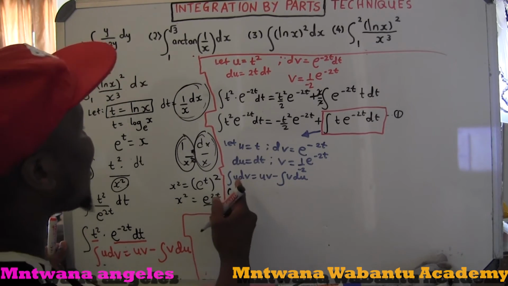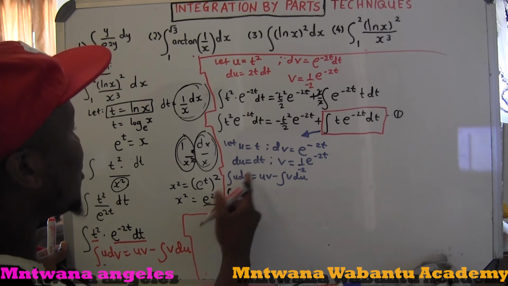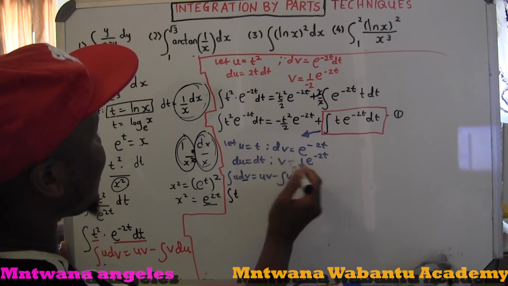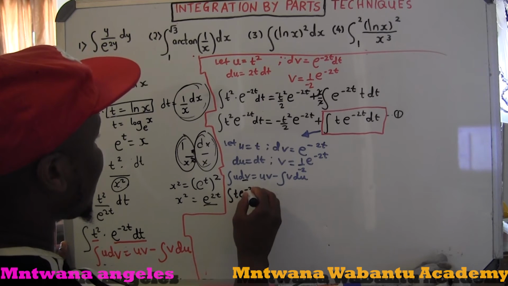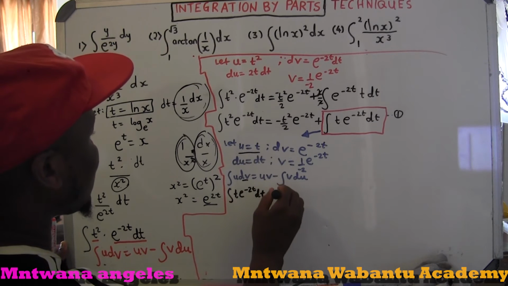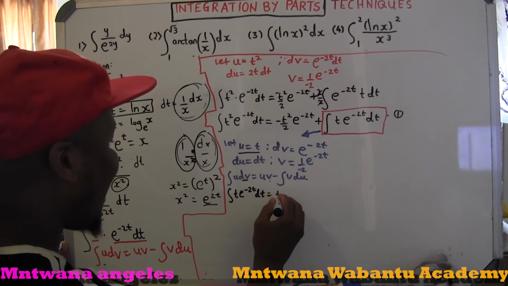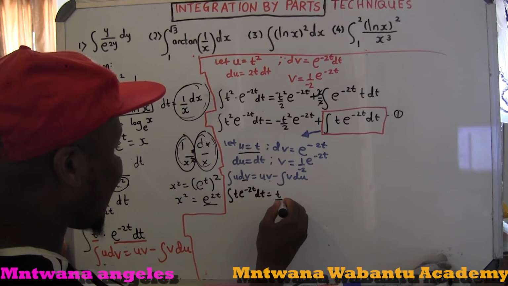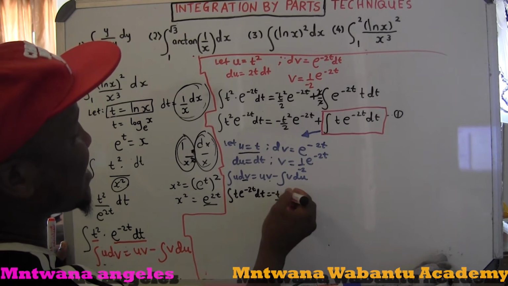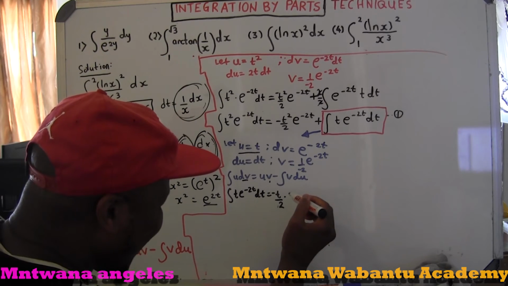So integral, what is our u? Our u equal to t. dv, what is our dv? Our dv equal to e^(-2t) dt. What is our u? U equal to t, times v. What is v? Negative a half. So it's t times negative 1 over 2, so negative t over 2. And then times v. No, I just made a mistake here.